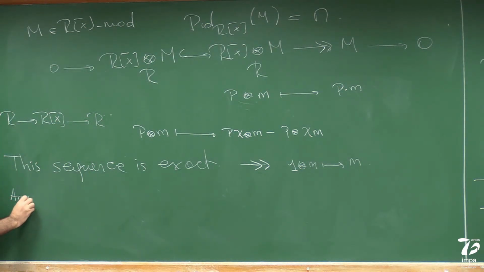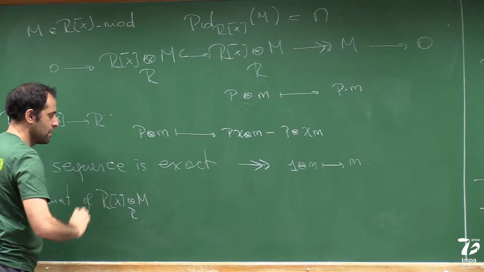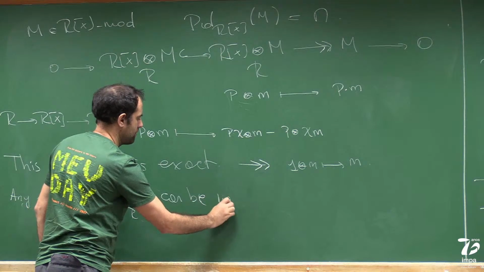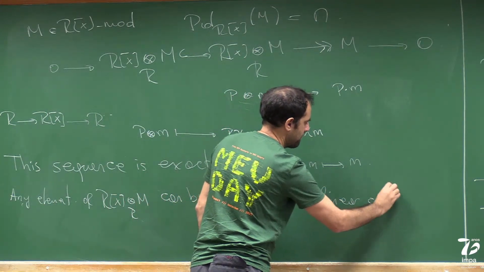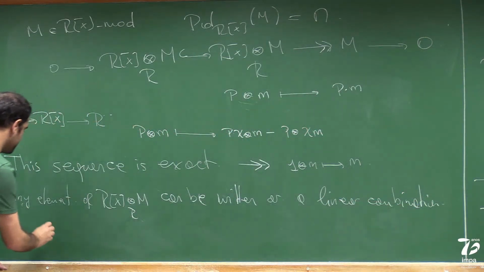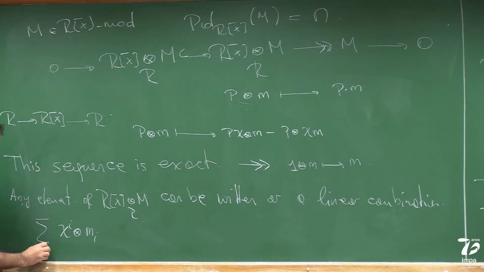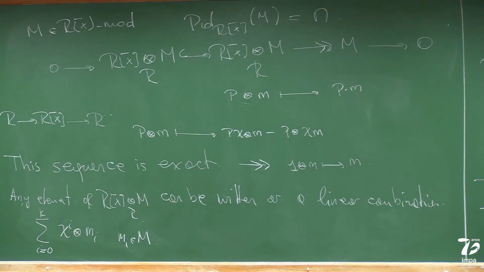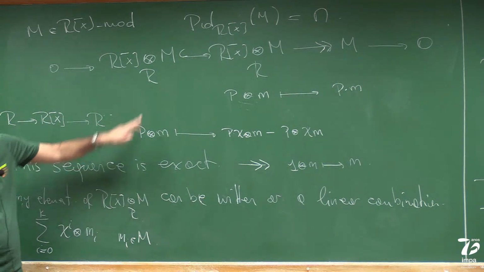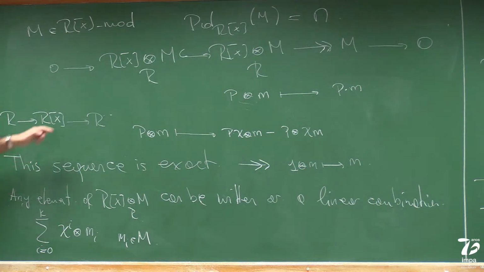Any element of R[x] tensor over R with M can be written as a linear combination like this, like a sum of x to the i tensor m_i, where i goes from 0 up to some number, and I've already chosen k, where m_i is in M. And I'm absorbing all of the coefficients that in principle are in R. I'm just passing them to m_i because I can multiply by R on m_i, and this tensor product is over R. So I can write any element here in this way.